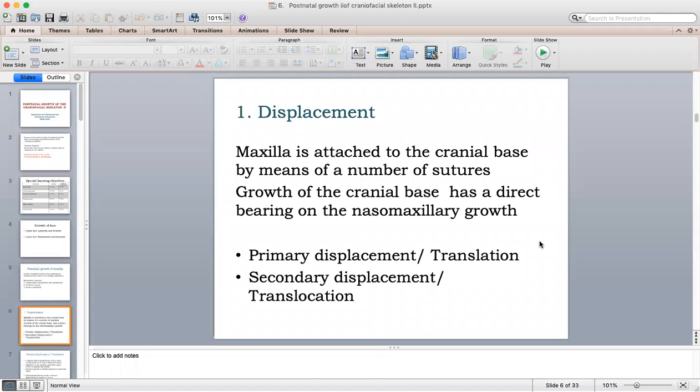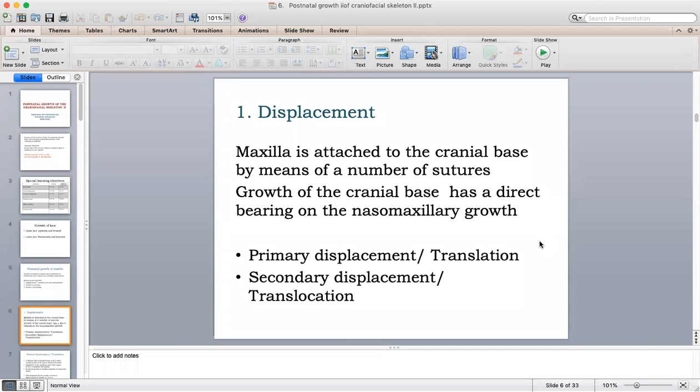So what is displacement? We know about the basic concept of displacement. The maxilla is attached to the cranial base by a number of sutures. Now once the cranial base grows, it has a direct effect on the growth of the nasomaxillary structures. Now primary displacement or translation is nothing but when the bone grows because of its own growth. That means there is growth in the maxilla itself which pushes the maxilla forward.